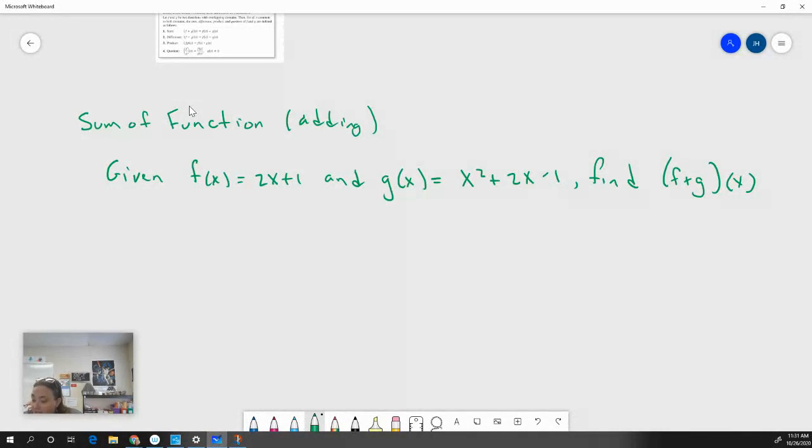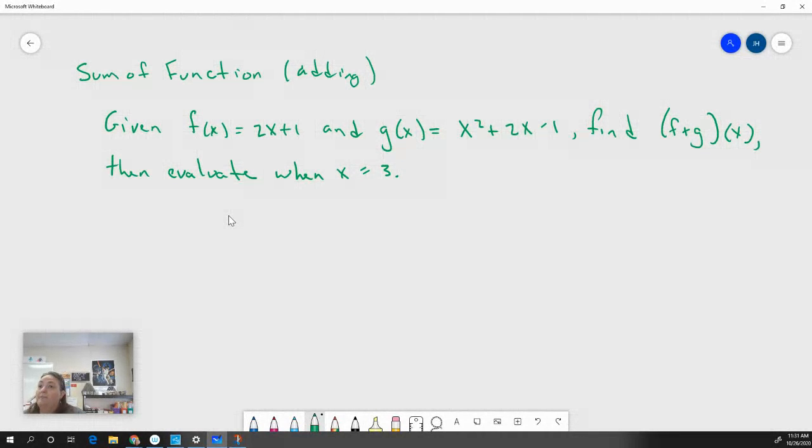And then you're going to be asked to then evaluate. Notice every time we say evaluate, we usually give you an x equals type of thing. The functions evaluate when x equals 3. What does that mean? It means after we find the equation of these two together, we're going to plug in 3 and get an actual number for everything, right?